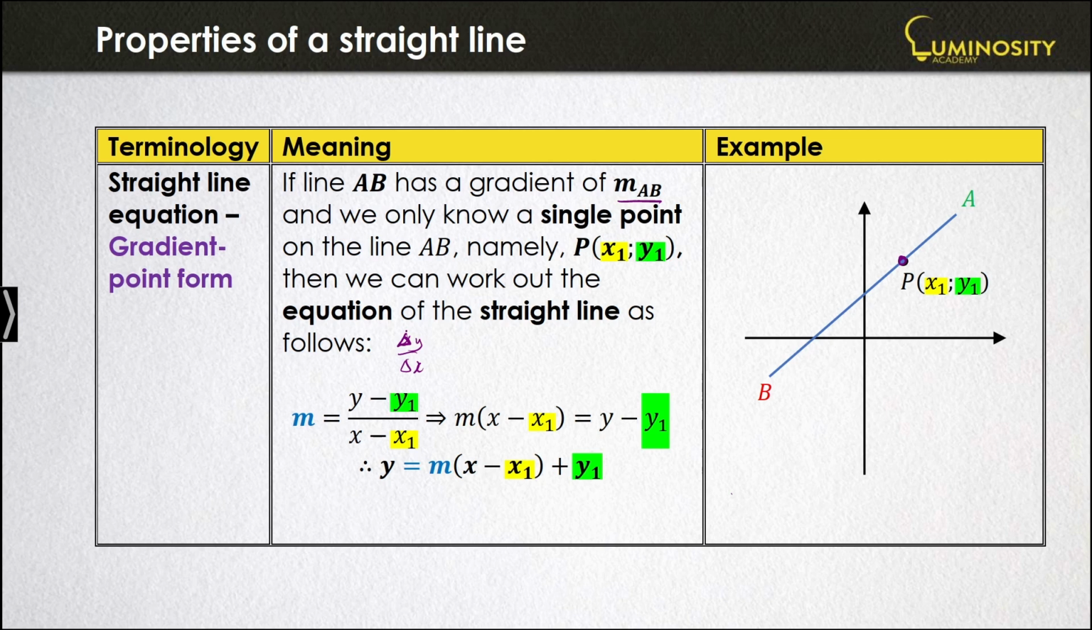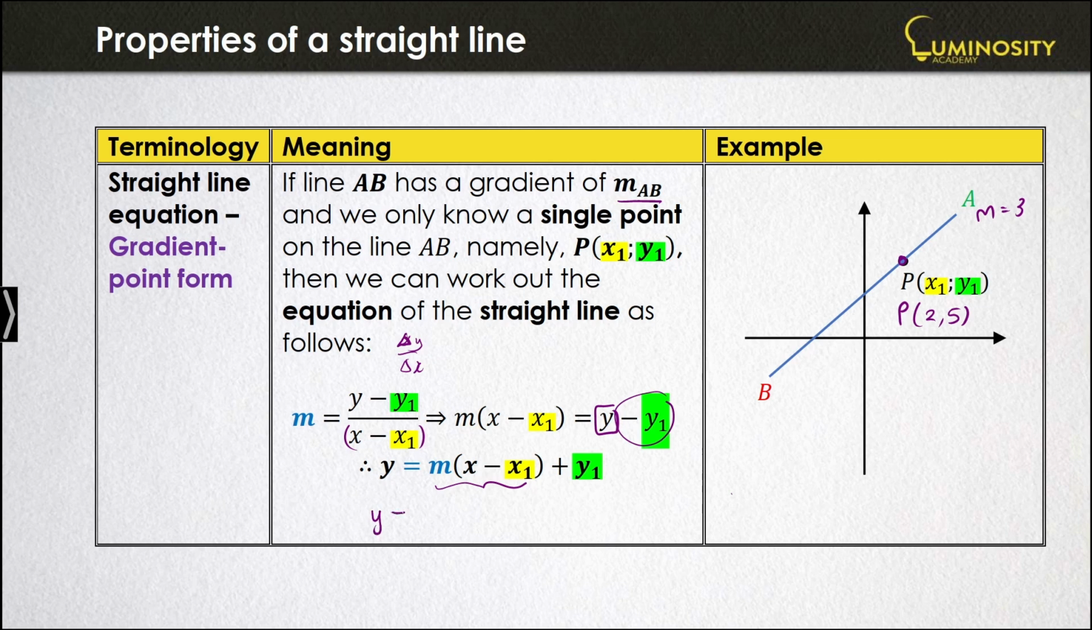Then we can cross multiply both sides by x minus x1, and we'll get m times x minus x1 equals y minus y1. And therefore, if we add y1 to both sides, we just get y by itself equals m times x minus x1 plus y1. So for example, if this point P was the coordinates (2, 5), and let's say we knew the gradient was 3, then we can use this formula to instantly write the equation of the straight line.